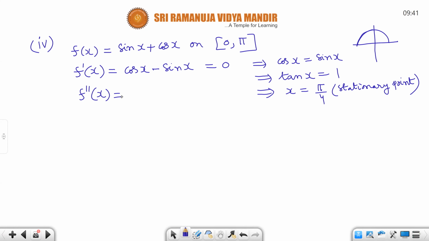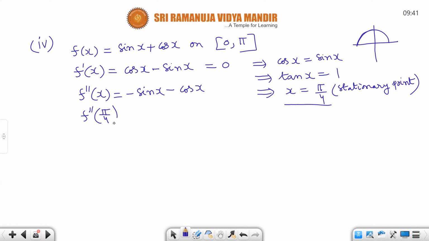what is the derivative of cos x? Minus sin x. What is the derivative of minus sin x? Minus cos x. So we have to find the value of the second derivative for what value of x? Pi by 4, where the first derivative is 0.